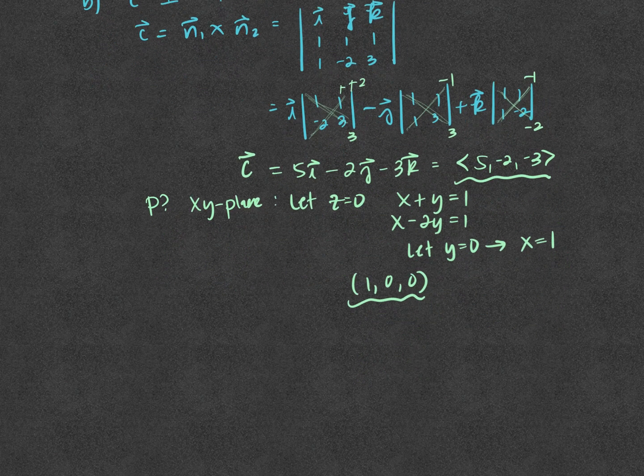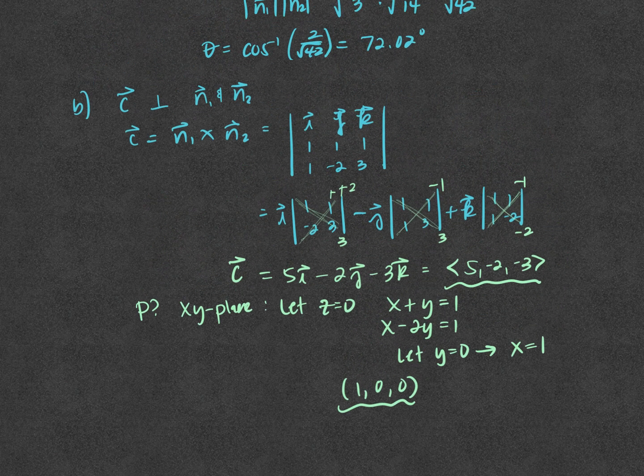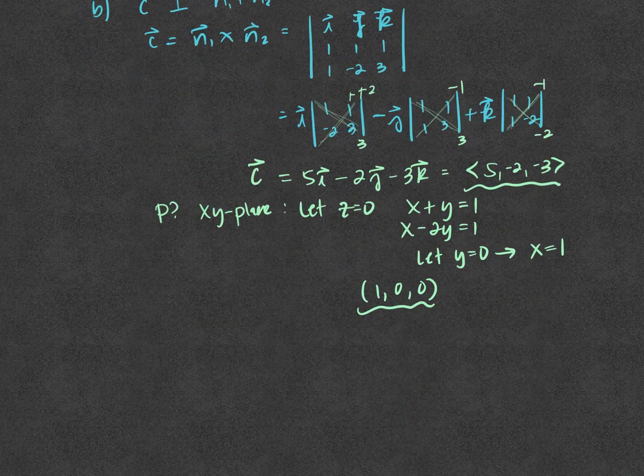So we have the normal vector up here and the point 1, 0, 0. So we can write our parametric equations. Let's go ahead and write them, and then we'll go back to the directions. So we have x equals x sub 0, which is 1, plus 5t. And then y equals 0, we're not even going to write it, minus 2t. And z equals 0 minus 3t.